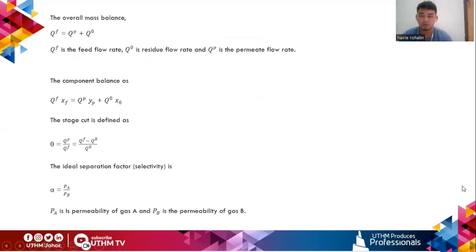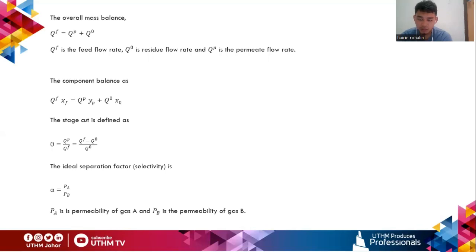Next, we have to find the overall mass balance. The formula is QF equals QP plus Q0. QF is the feed flow rate, Q0 is the residual flow rate, and QP is the permeate flow rate. Then we have to find the component balance by using the formula below, which is QF times XF equals QP times YP plus Q0 times X0.